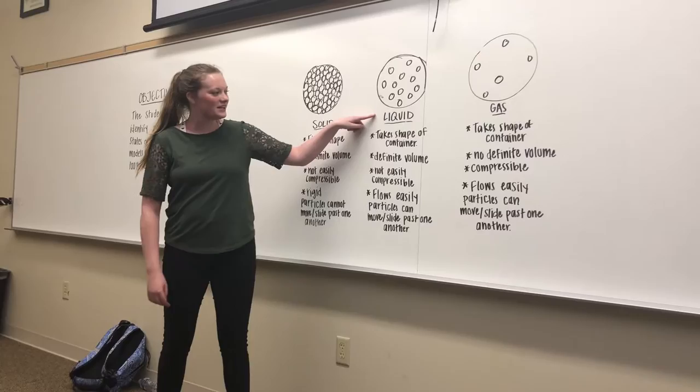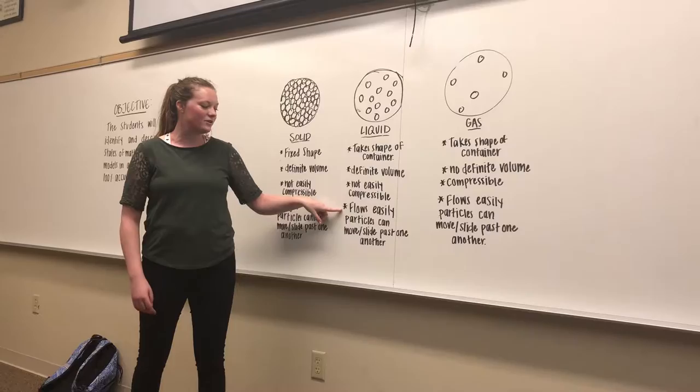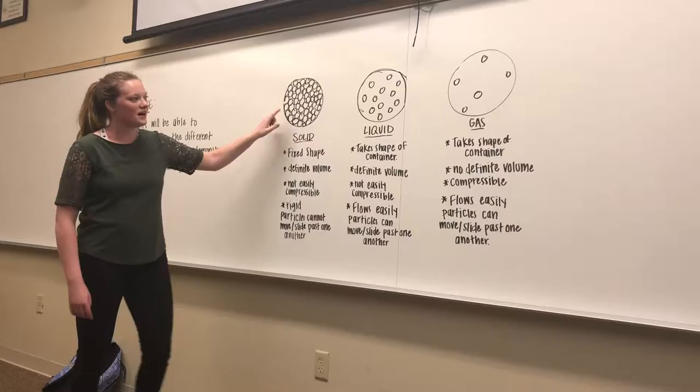Okay, so the next one is a liquid. A liquid can take the shape of a container. It has a definite volume still. It is not easily compressible, and it flows easily, all of the particles past one another. If you can see here, the difference between the solid and the liquid is that the liquid particles have more space to move freely between one another.